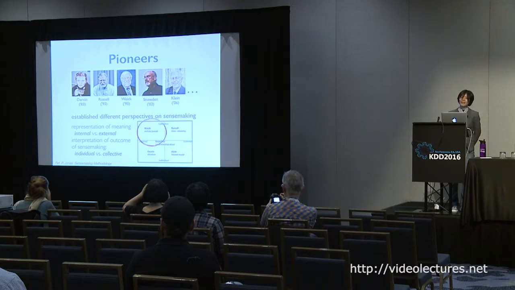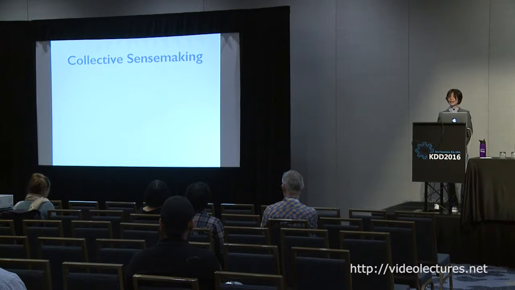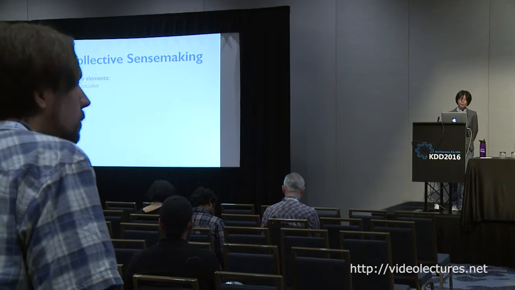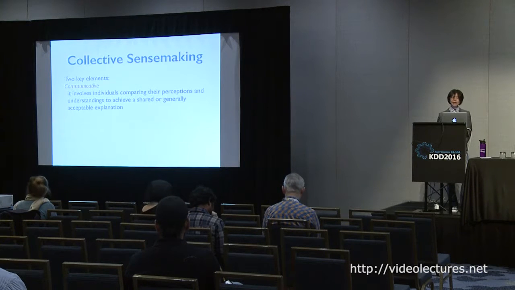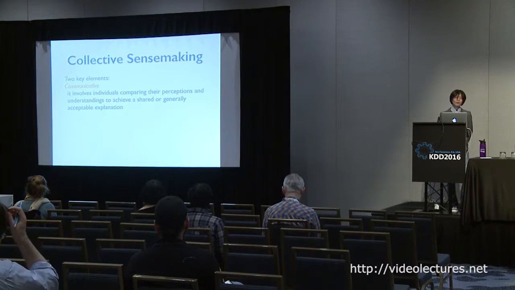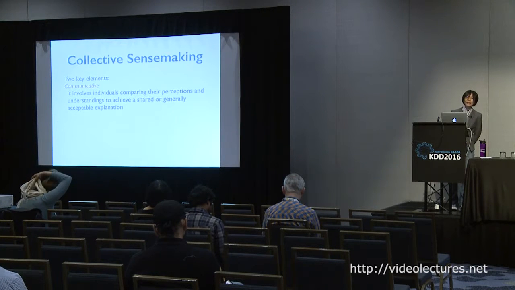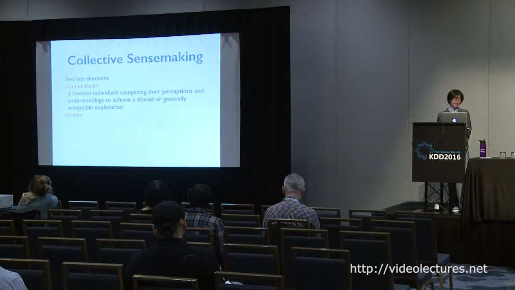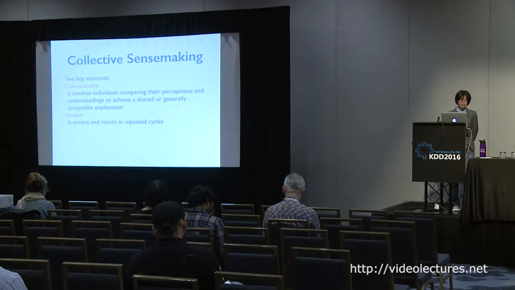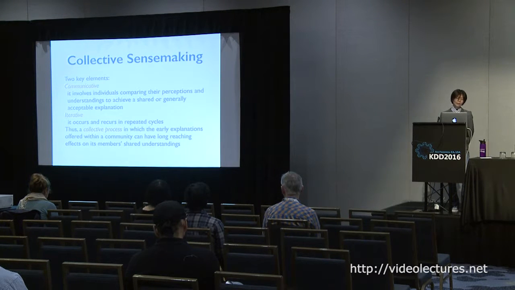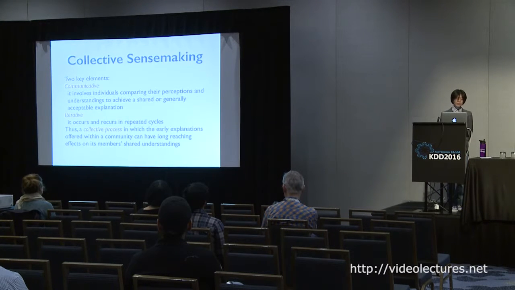And here we focus on collective sense-making. So why collective sense-making? Collective sense-making has two key elements. It is communicative because it involves individuals comparing their perceptions and understanding to achieve a shared or generally acceptable explanation. And it is iterative because it occurs and recurs in repeated cycles. Therefore, collective sense-making is a collective process where early explanations within a community keep influencing its members' shared understanding about new experience.